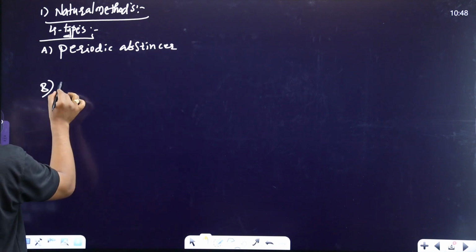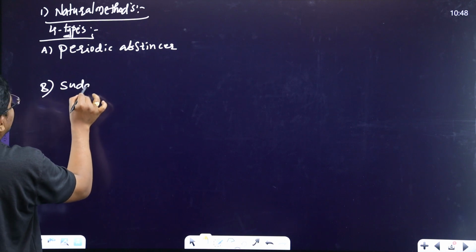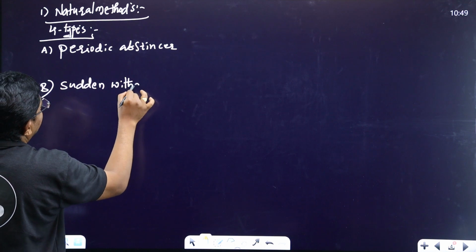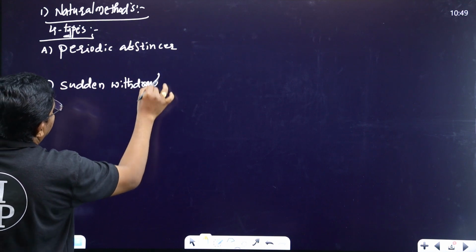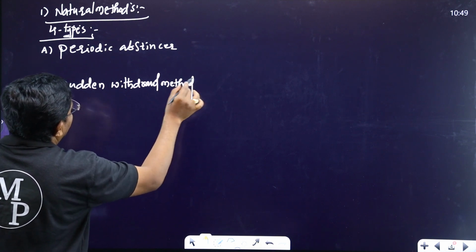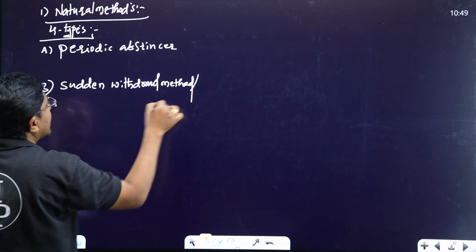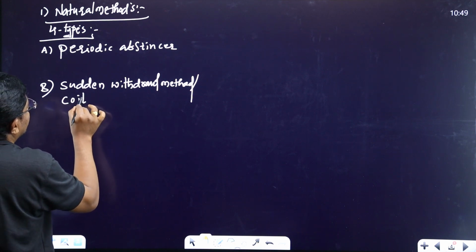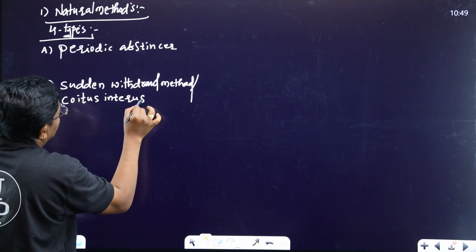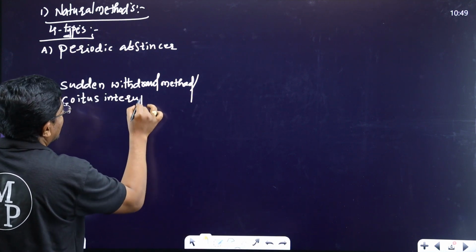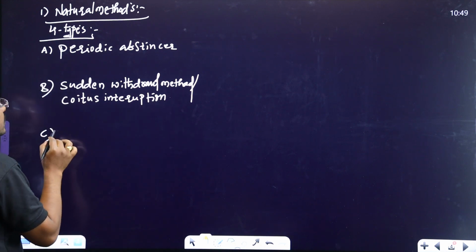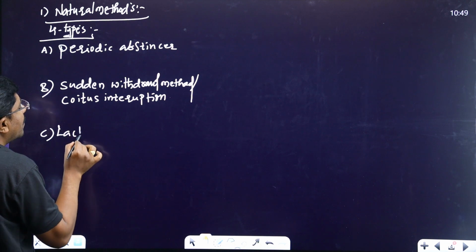The next one is the sudden withdrawal method, also called coitus interruption. And next, lactational amenorrhea.